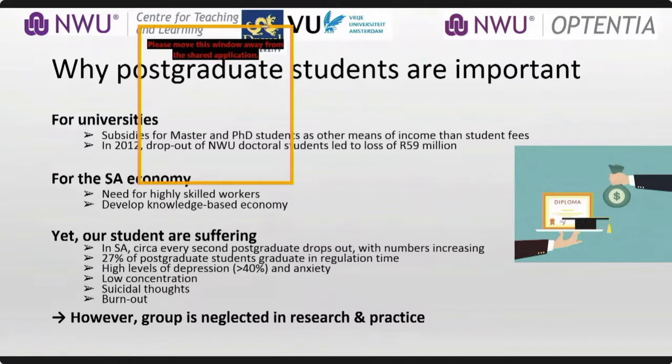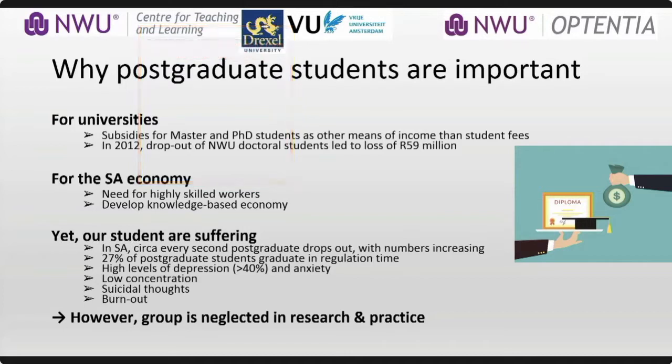And the aim of the government was to triple the amount of PhD students in 2030, but we are not anywhere near that. And actually in South Africa, it's quite shocking, but every second postgraduate student drops out at the moment, and the numbers are only increasing in the last couple of years. And not even a third of those postgraduate students who do get their diploma finally get it in regulation time.